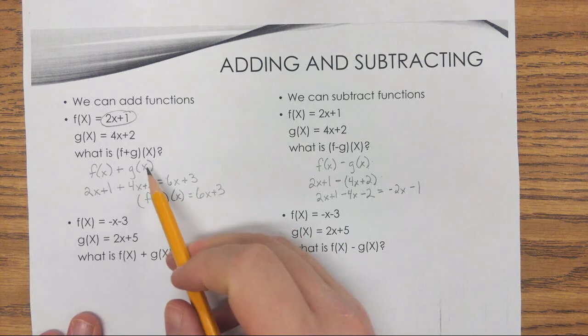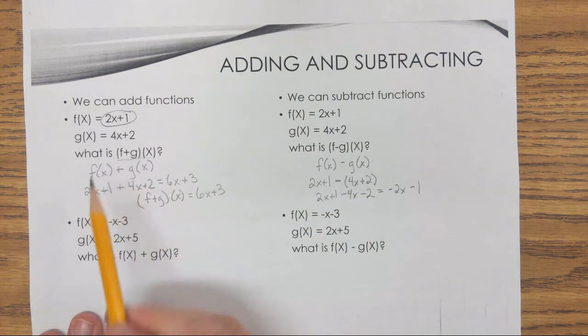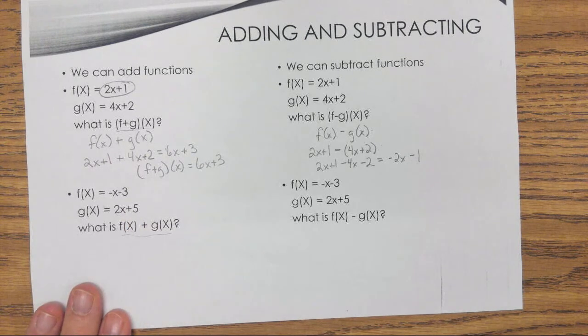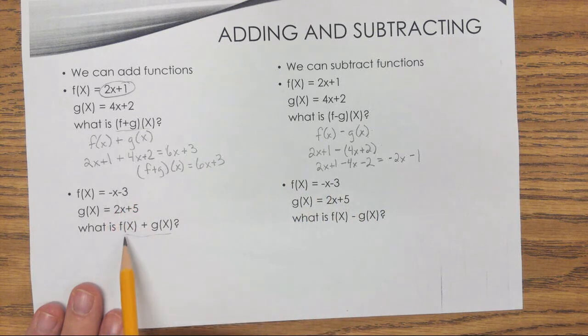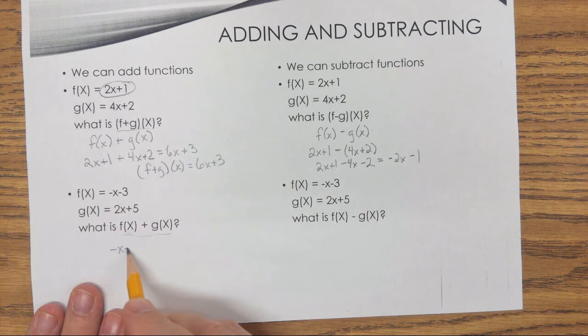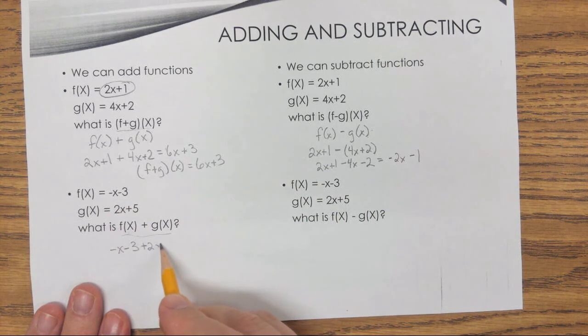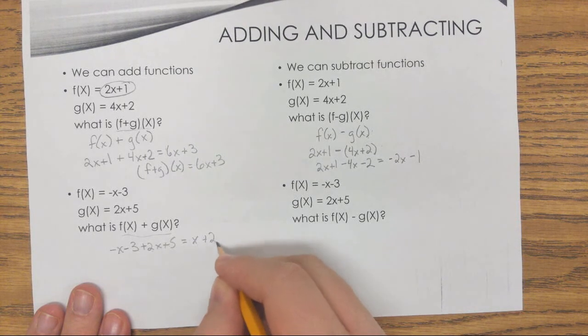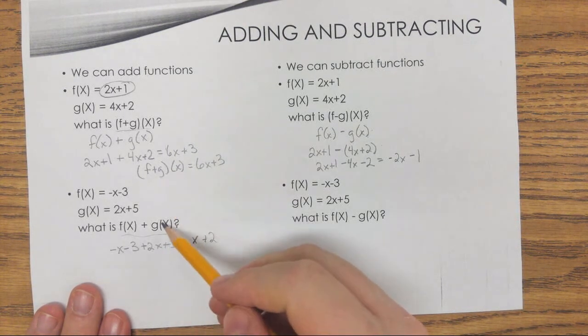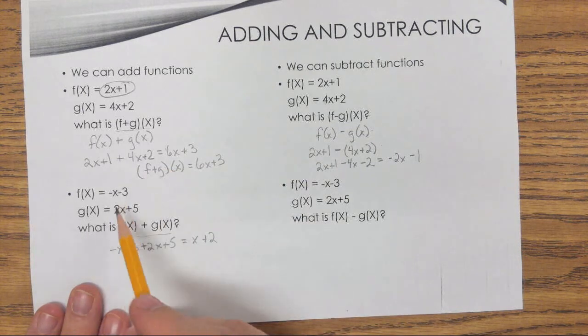I've already hinted at this up here, but this notation and this notation mean the same thing. So f plus g of x, and this is f of x plus g of x. They're the same exact thing, and I'm going to do the same exact thing with these. So where the f of x is negative x minus 3 plus 2x plus 5. Combine terms, negative x plus 2x, that's 1x. Negative 3 plus 5 is plus 2. This and this is the same exact thing, and you just plug things in for these. Okay?